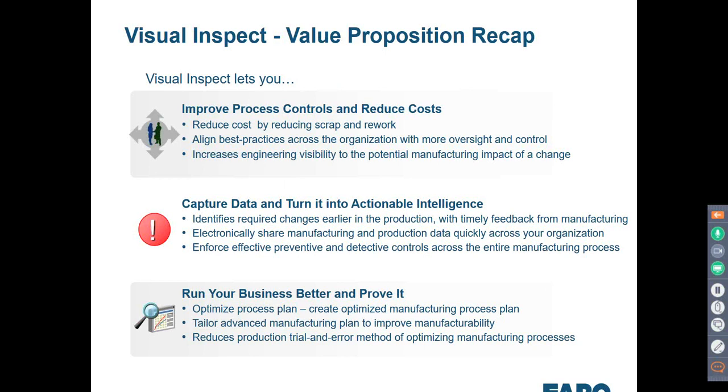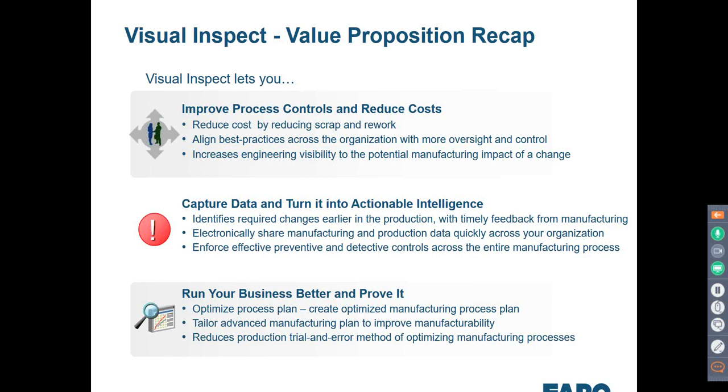So let's just recap our value proposition. Visual Inspect basically allows you to improve your process controls and reduce costs by reducing, mitigating, or eliminating scrap and rework. We align to best practices across your facility, your organization, with increased oversight and control capability. We increase your engineering visibility to potential manufacturing impacts or changes, ECOs, issues within your manufacturing process that you'd like to document immediately and push out to either your plant or your entire organization globally.